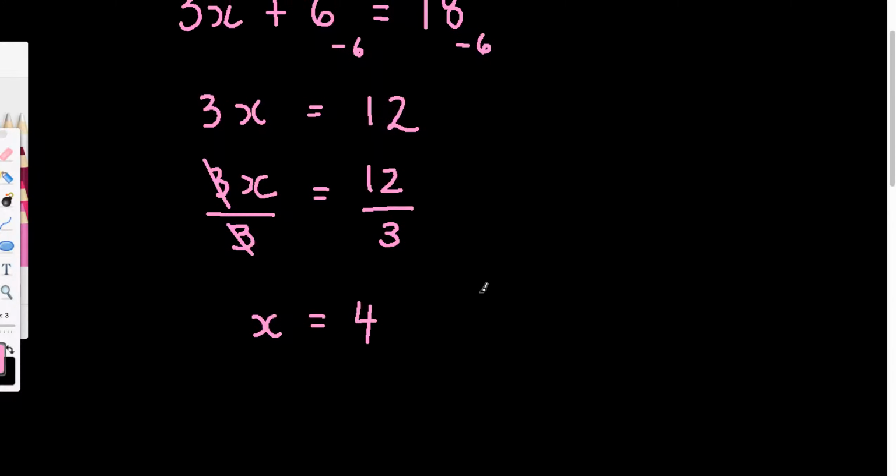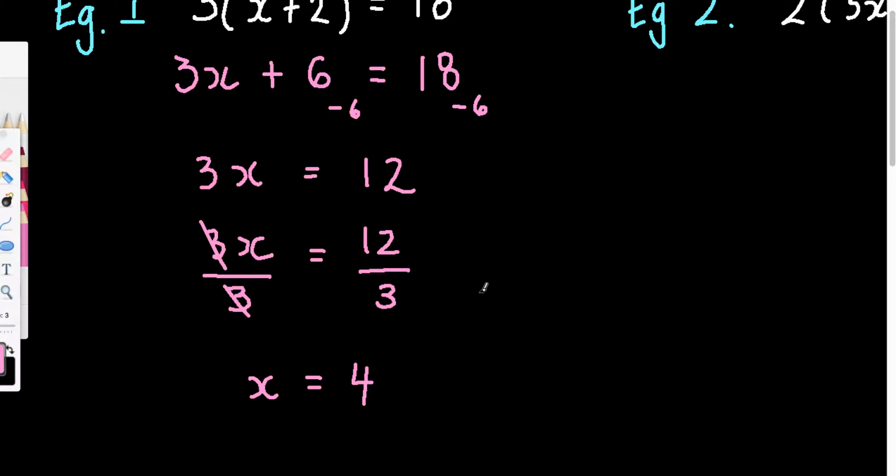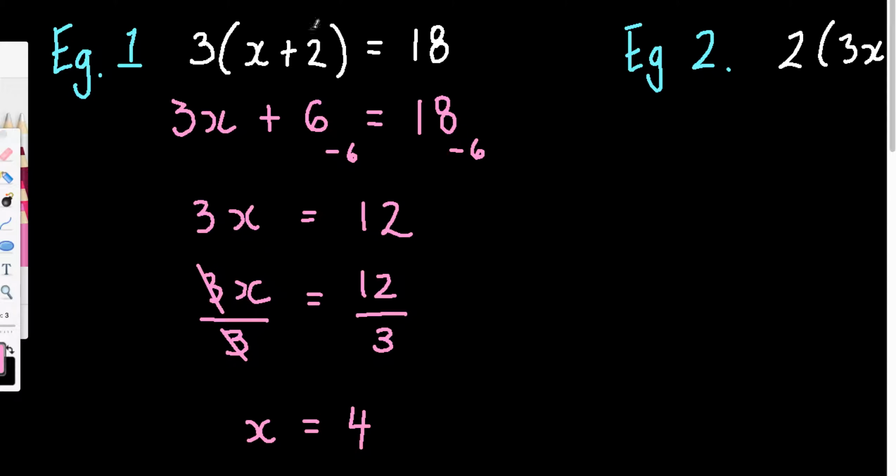Now, if I have a look back up the top here, I should be able to check that answer. So if I substitute 4 into here, in other words, pop it there, 4 plus 2 is 6, and 3 sixes are 18. So I know that my answer is correct. As you can see, all I did was blend together 2 previous things that we have covered in class, and that is expanding and solving. So putting those 2 things together.